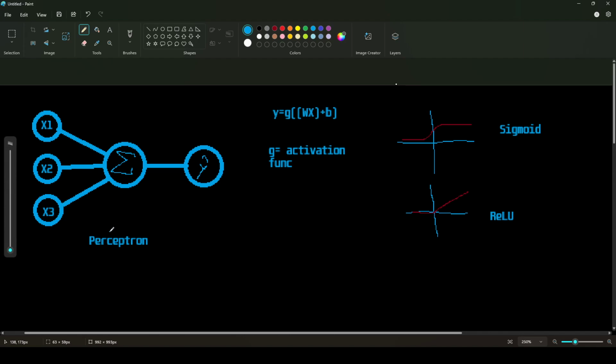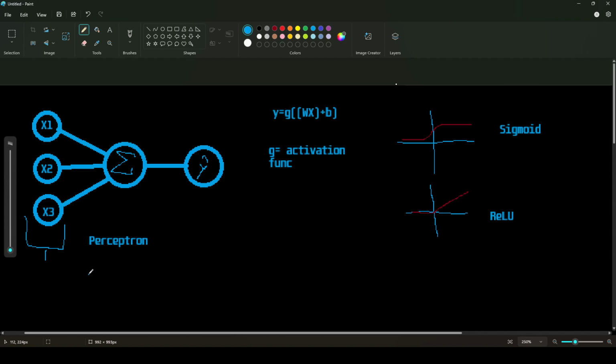Let me get my little pencil tool. So a perceptron is pretty much a basic building block of neural networks, designed to mimic a single neuron in a human brain. Each perceptron has inputs. Here we go, a little input layer, kind of.